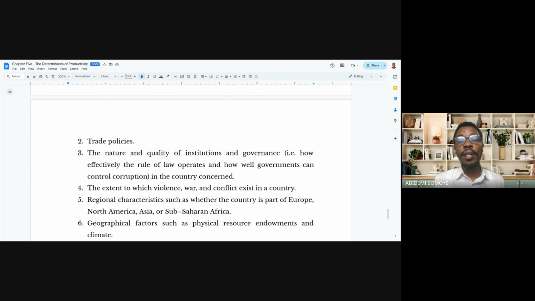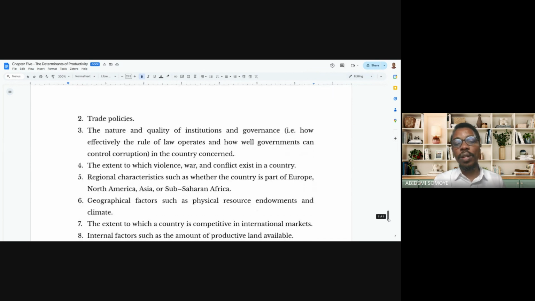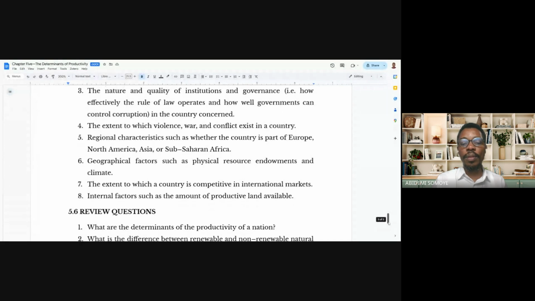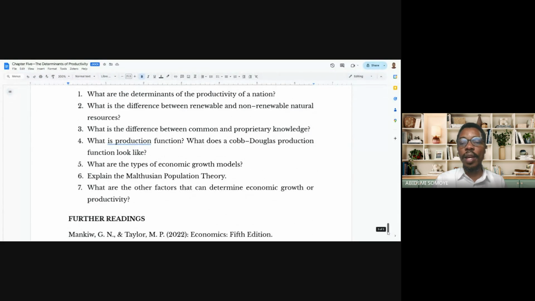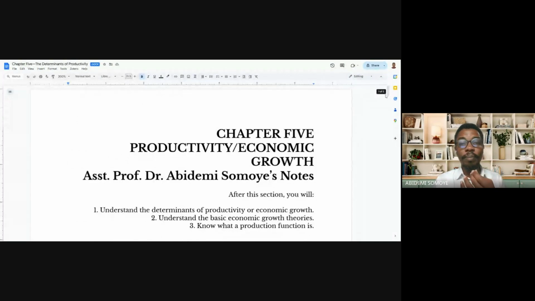You also have geographical factors like physical resource endowments and climate, then the extent to which a country is competitive in international markets, and international factors such as the amount of productive land available. And so you have your review questions right here. So that is it for productivity and economic growth.